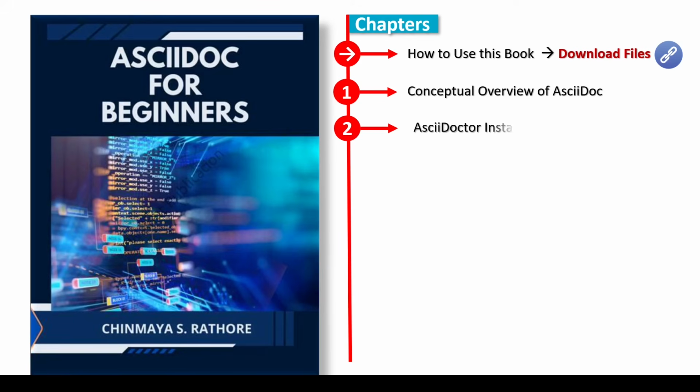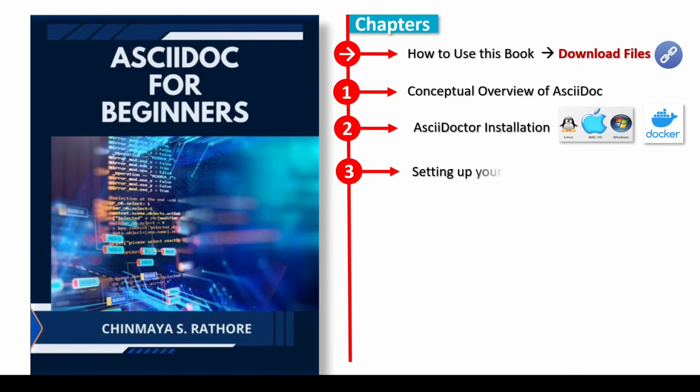In Chapter 2, I demonstrate how to install AsciiDoctor on Linux, Mac, and Windows. And I also discuss how to run AsciiDoctor as a containerized application in Docker and Podman. So Chapter 2 is all about installations. While you can create AsciiDoc documents using any plain text editor, I recommend that you set up your writing environment using Visual Studio Code. So in Chapter 3, we discuss how to install Visual Studio Code and set it up such that when you create your AsciiDoc documents, you can see a live preview.